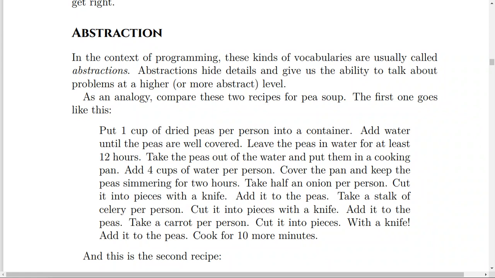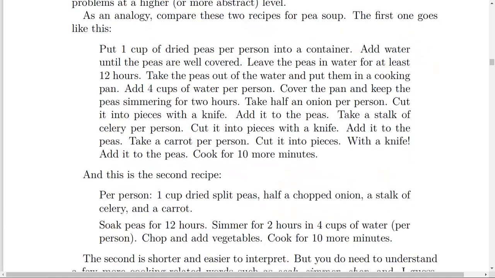Take half an onion per person and cut it into pieces with a knife and add it to the peas, and take a stalk of celery per person and cut it into pieces with a knife and add it to the peas, and take a carrot per person and cut it into pieces with a knife and add it to the peas and cook for 10 more minutes. And this is the second recipe, by the way.